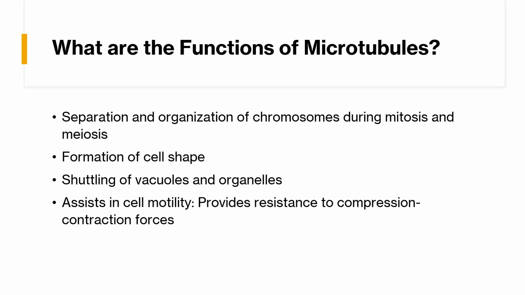Another aspect of microtubules is its assistance in cell motility. Actin is like the muscles. They will pull and contract inside the cell to move the cell, but in order to resist that contraction inside, the microtubules need to be there to provide that resistance, and this is called compression-contraction resistance, providing a platform kind of to push off for the cell to move forward and propel itself in a given direction.